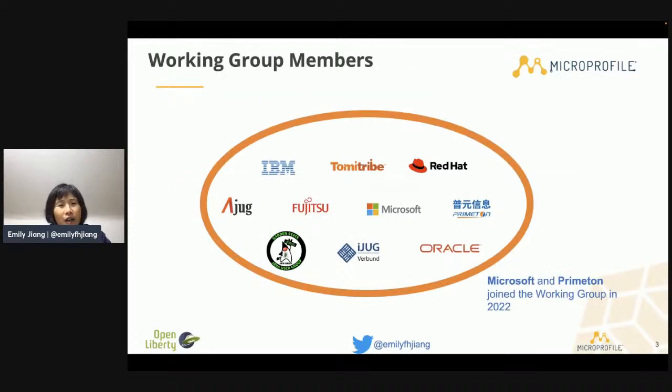MicroProfile is an open source project, here to define the standard for doing cloud native applications. Currently, it has 10 members in its working group, including IBM, TomiTribe, Red Hat, Atlanta JUG, Fujitsu, Microsoft, Bampton, Garden State JUG, iJUG, and Oracle. As you can see, there are a few companies plus a few Java user groups, and the working group is expanding. Last year, in 2022, we gained 2 members, Microsoft and Bampton.